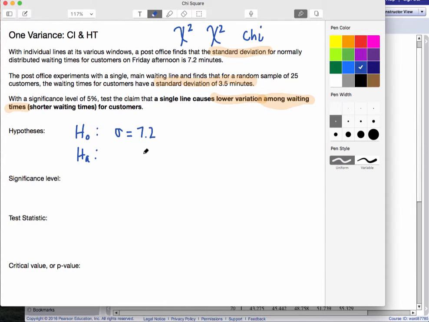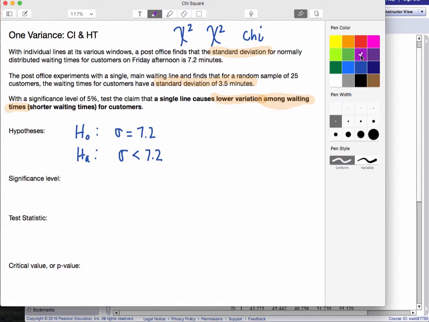And then the alternative is what we're trying to see if there's a change or a difference. So in our case, the old standard deviation was 7.2, and we're hoping with a single line that the standard deviation is going to be less, and it will be less than 7.2 minutes. Now remember, our sample found 3.5 minutes, so we're trying to figure out if that 3.5 is significantly less than 7.2. We can't just look at the difference and say, oh, it's 4 minutes, that sounds great. We need to do a hypothesis test to statistically determine if this is true.